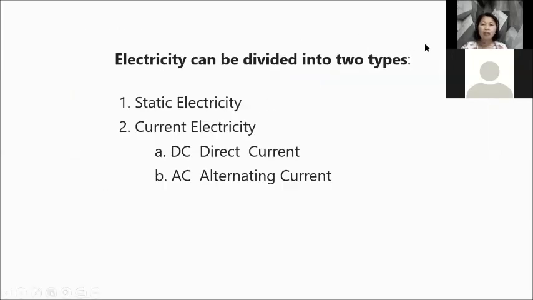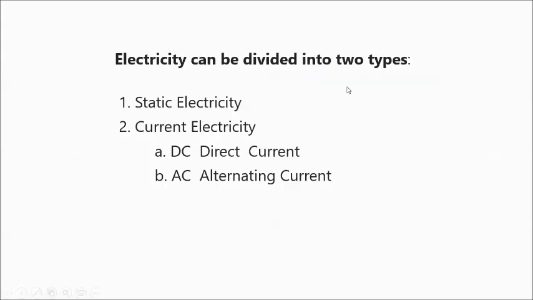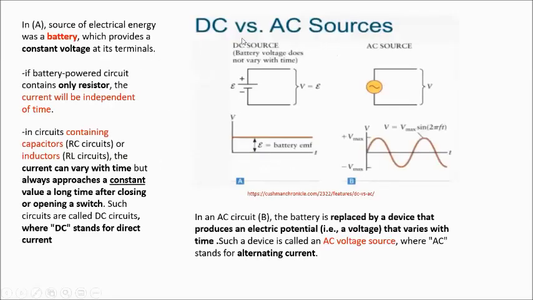So electricity can be divided into two types, the static electricity and current electricity. Under current electricity, we have the DC current and AC current, or DC for direct current, AC for alternating current. Okay, so we have DC versus AC sources.